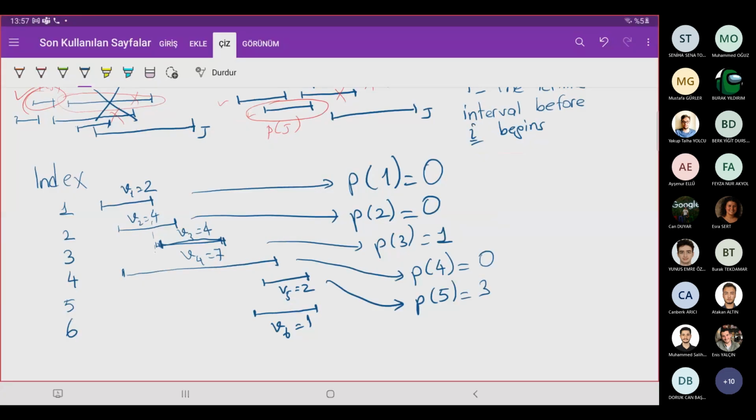So P5 is 3, and let's talk about P6. P6 intersects with interval 4 and interval 5, so we can't have them. And again, among intervals 1, 2, and 3, the one with the closest finishing time is 3. P6 is 3. So is this clear, what the definition of Pj is? Because we will describe our dynamic programming algorithm according to this definition. We will talk about an optimum solution, etc.